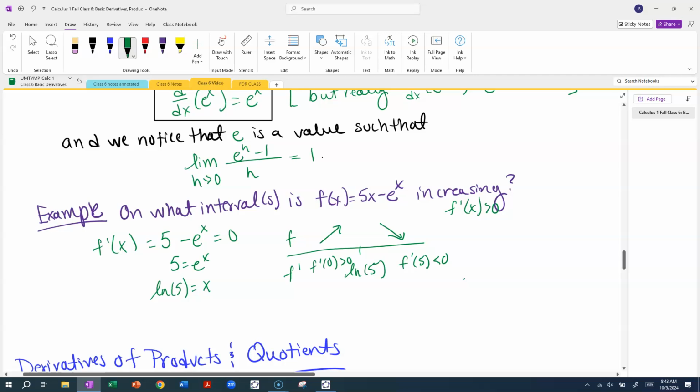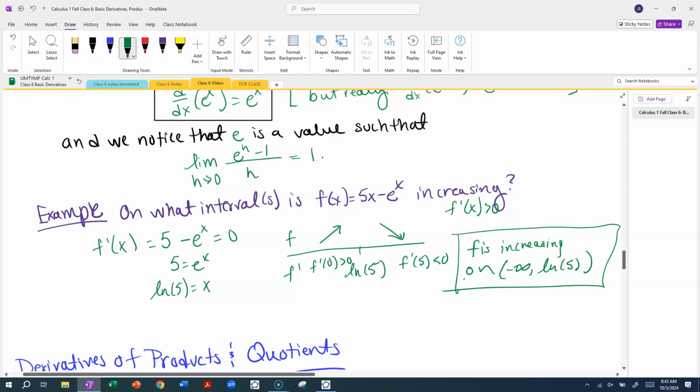So on what intervals is it increasing? I would say f is increasing on the interval negative infinity to natural log of 5. Sometimes you might have to pay attention to the domain. Right now we're working with nice continuous functions on all real numbers, so we don't have to worry about that. But you might have to restrict the interval based on the domain of the function too. So just something else to be aware of.